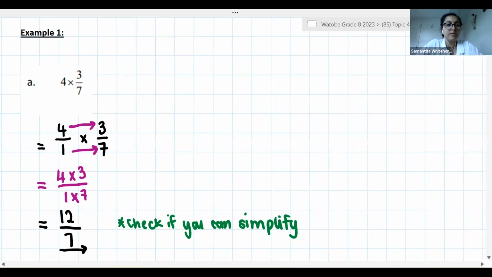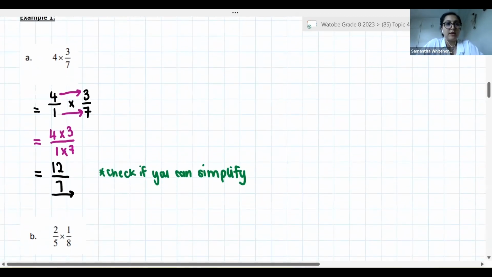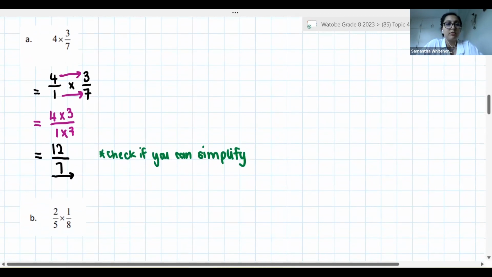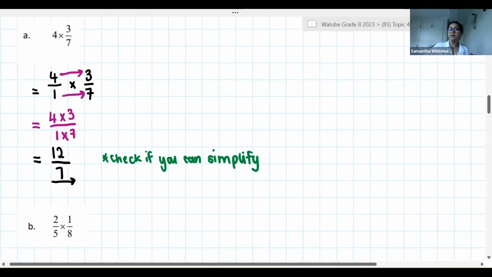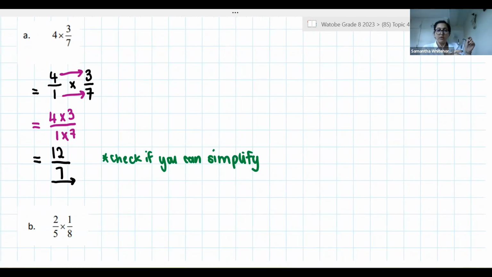Right, so what I'm going to do is leave that on just so you can see what's happening, but I want you to try example B for me. So example B is 2/5 times 1/8. Give it a try. Put your answers in the chat when you have them. I don't want to see any hands yet. And remember, guys, you need to simplify, right? If you don't simplify, you will not get full marks.